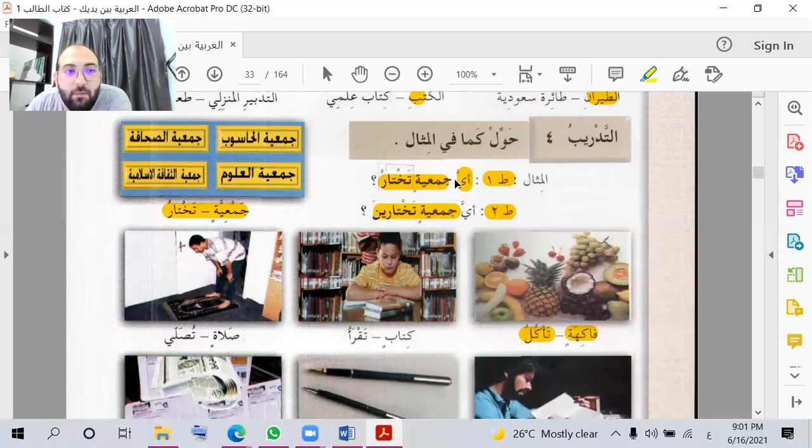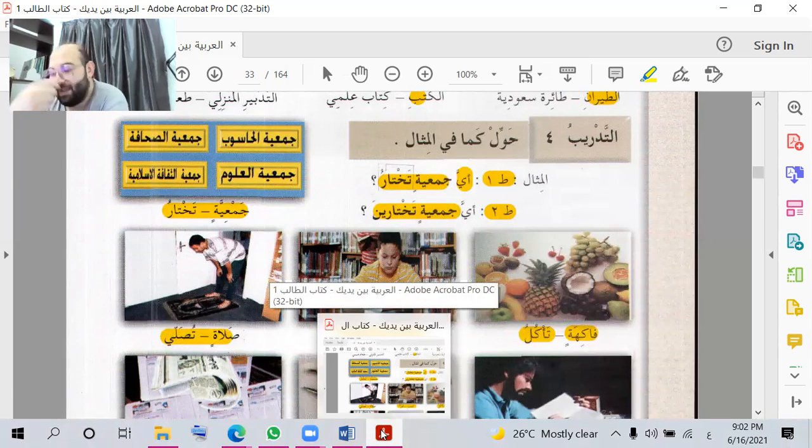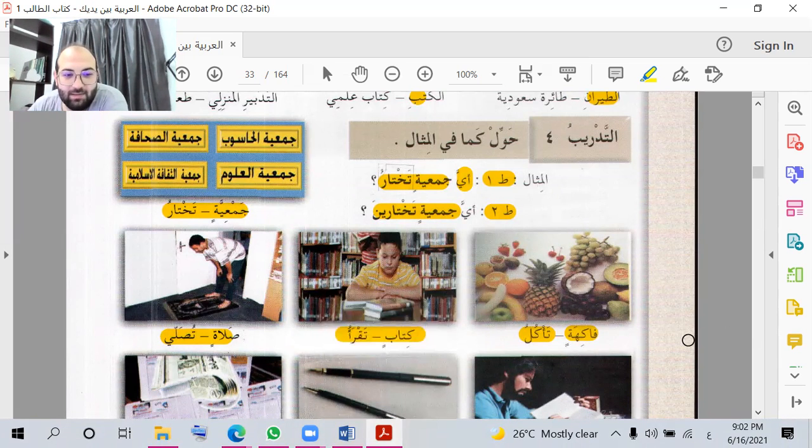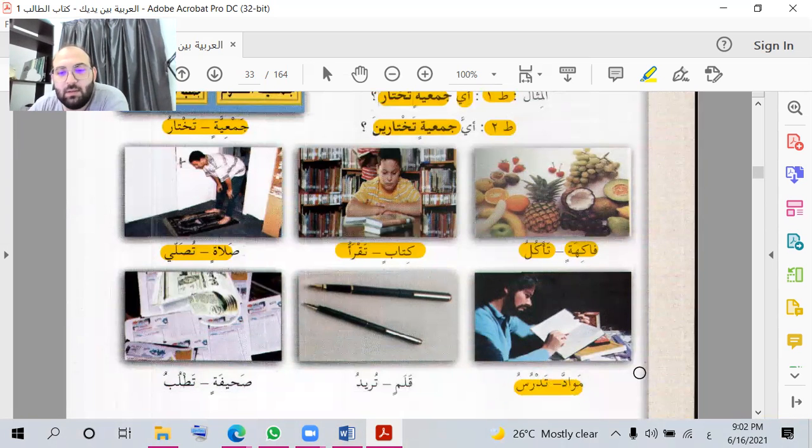So here I want you to form for male and female, Hajja Nurzila. أي فاكهة تأكل أنت, and أي فاكهة تأكلين for female. Hajja Khayati, Ustaz Khayati: أي كتاب تقرأ؟ أي كتاب تقرأين؟ ما شاء الله. Hajja Maimuna, صلاة: أي صلاة تصلي؟ أي صلاة تصلين؟ ما شاء الله.